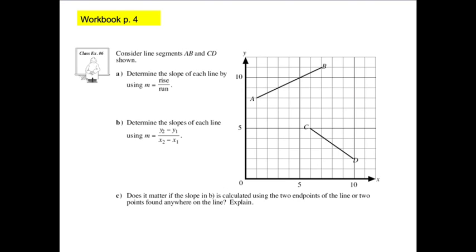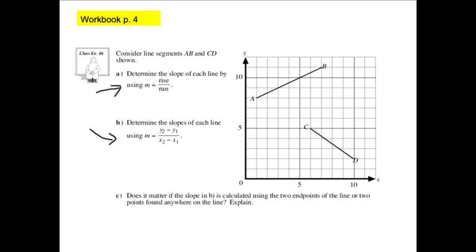In this example, we're going to cover slope. There's a couple ways to work with this. You can either work with the formula where rise is over run, or you can use the traditional formula using endpoints, where you use y2 minus y1 over x2 minus x1.